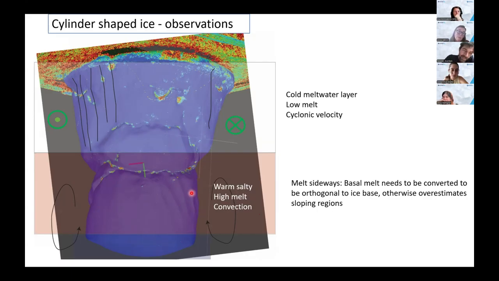And that means that if you're interested in basal melt and you also have these structures with very high slopes, you need to think about how you define basal melt, because normally it's defined vertical, but what you're after is the melt of the base, which is not horizontal, and then you have to turn your angle so that it's orthogonal to the ice base. Otherwise, it looks like you have stripes of very high melt, where it's actually horizontal melt that's equal.